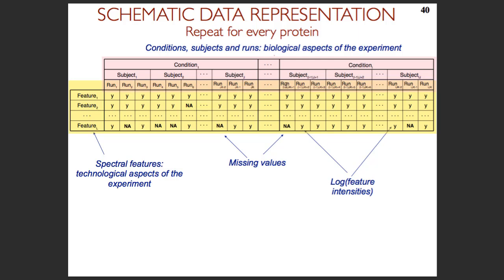And so usually we're trying to use this color scheme to use pink to represent the biology and yellow to represent the technology. Now the yellow part of this data structure is really the technological, the mass spectrometry related aspect. So this protein has multiple features. Just as I said earlier, a feature is essentially a peak in the spectrum, right? So if you have three peptides and three fragments per peptide, you have nine features, right? So we don't really distinguish peptides and transitions.